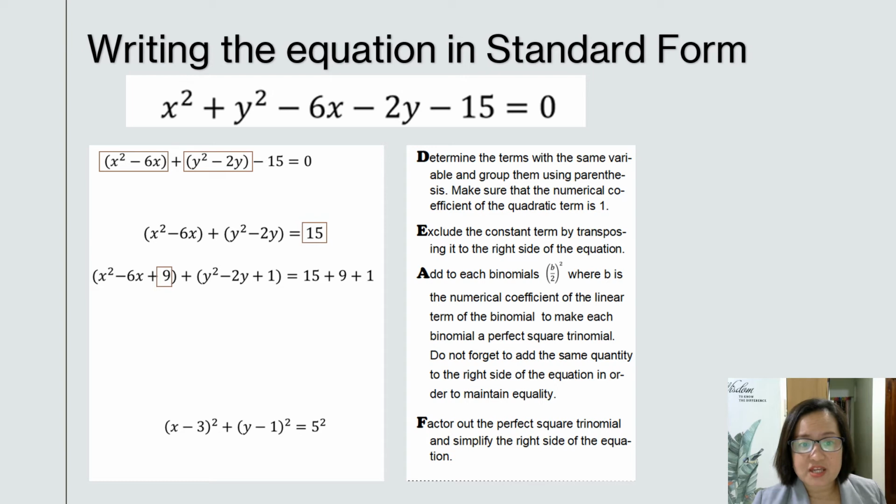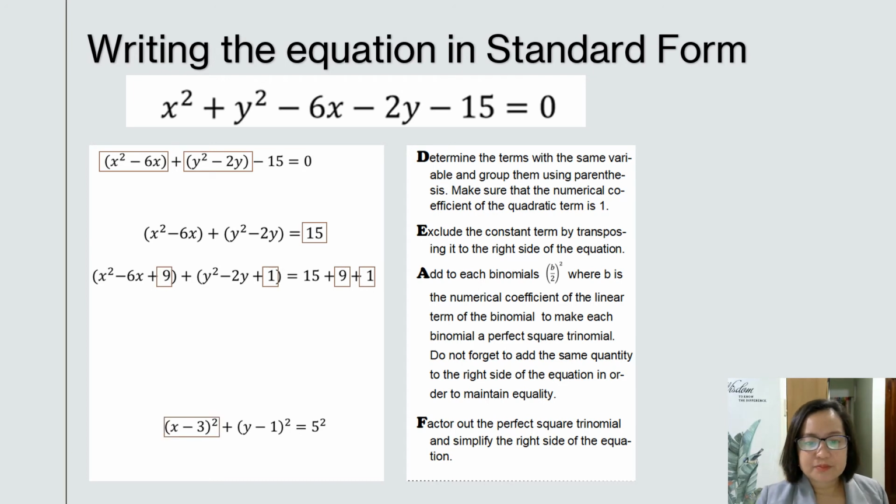Doing the same thing to the second group, we will have negative 2 divided by 2 raised to the second power. The result is 1. If we added 9 and 1 to the left side, we should also add 9 and 1 to the right side in order to maintain equality.